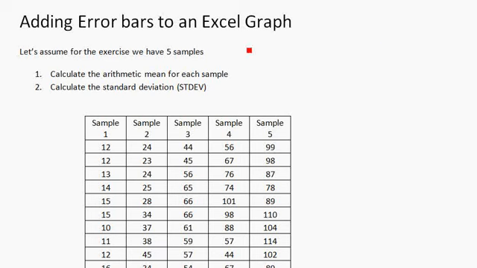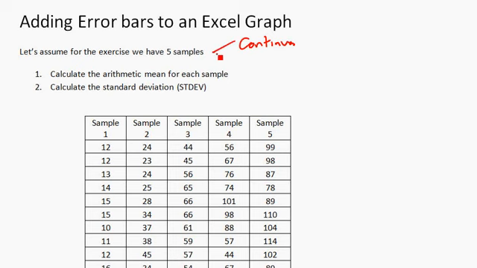Inserting error bars to an Excel graph. This example works for both situations in which the independent variable may be continuous data, such as measurements of temperature in an enzyme kinetics experiment, so this would mean 5 different temperatures.